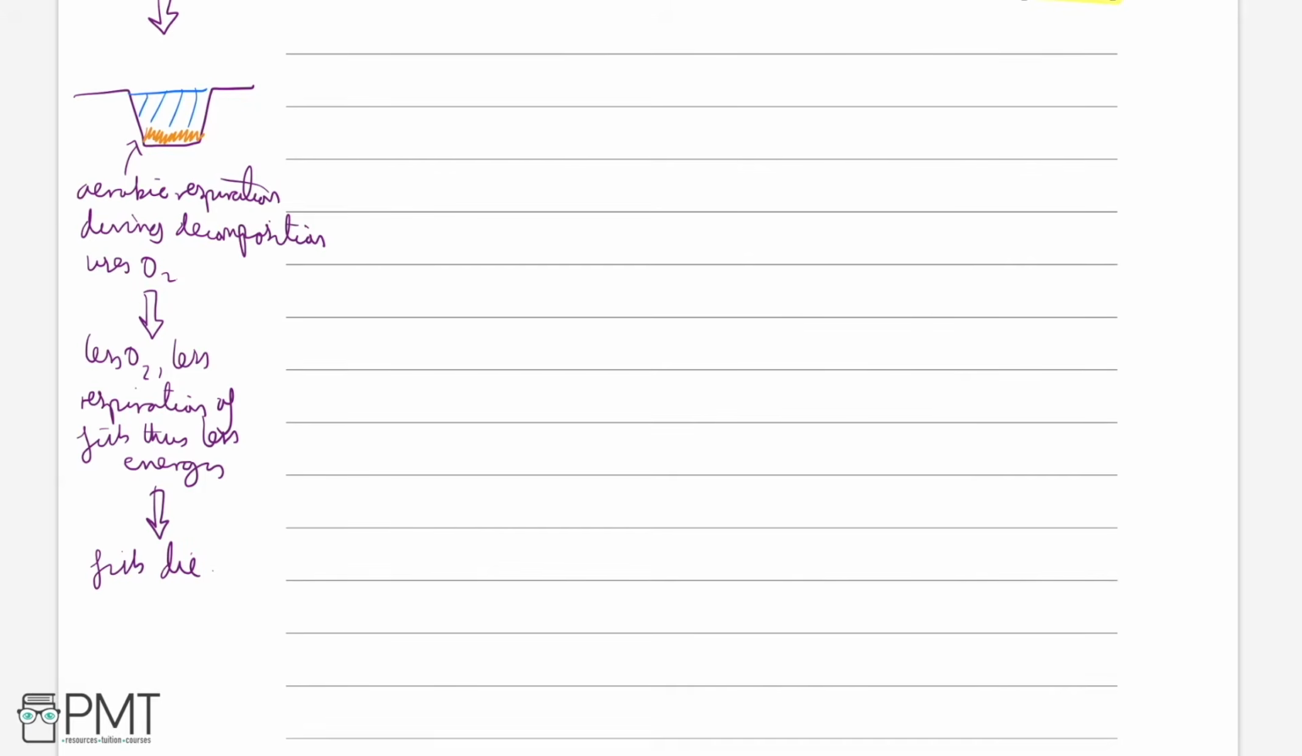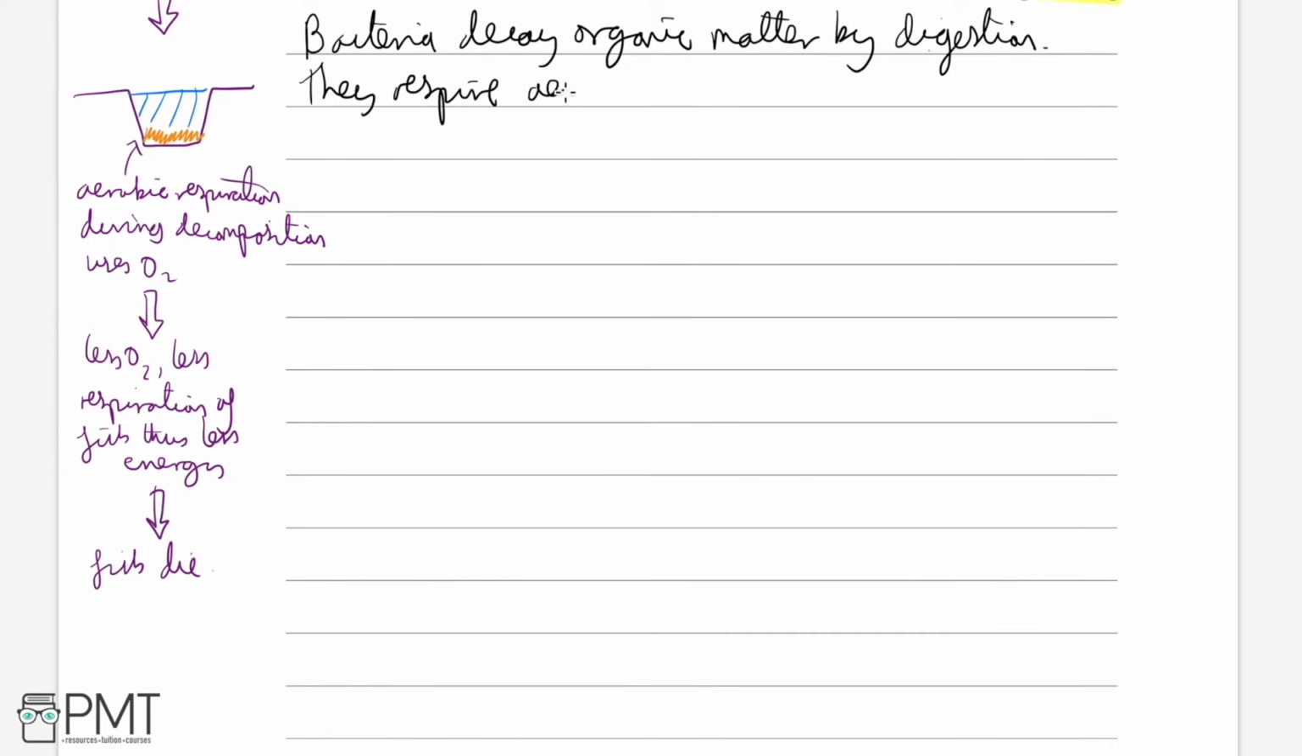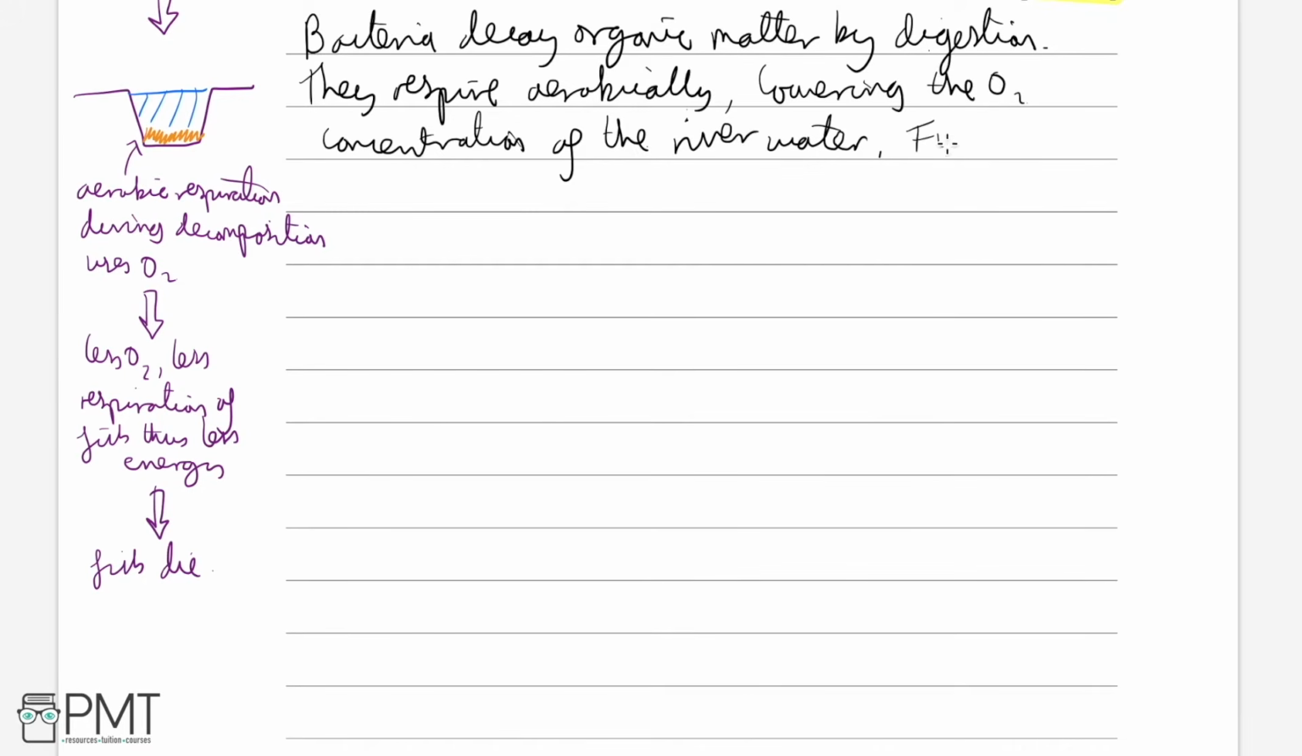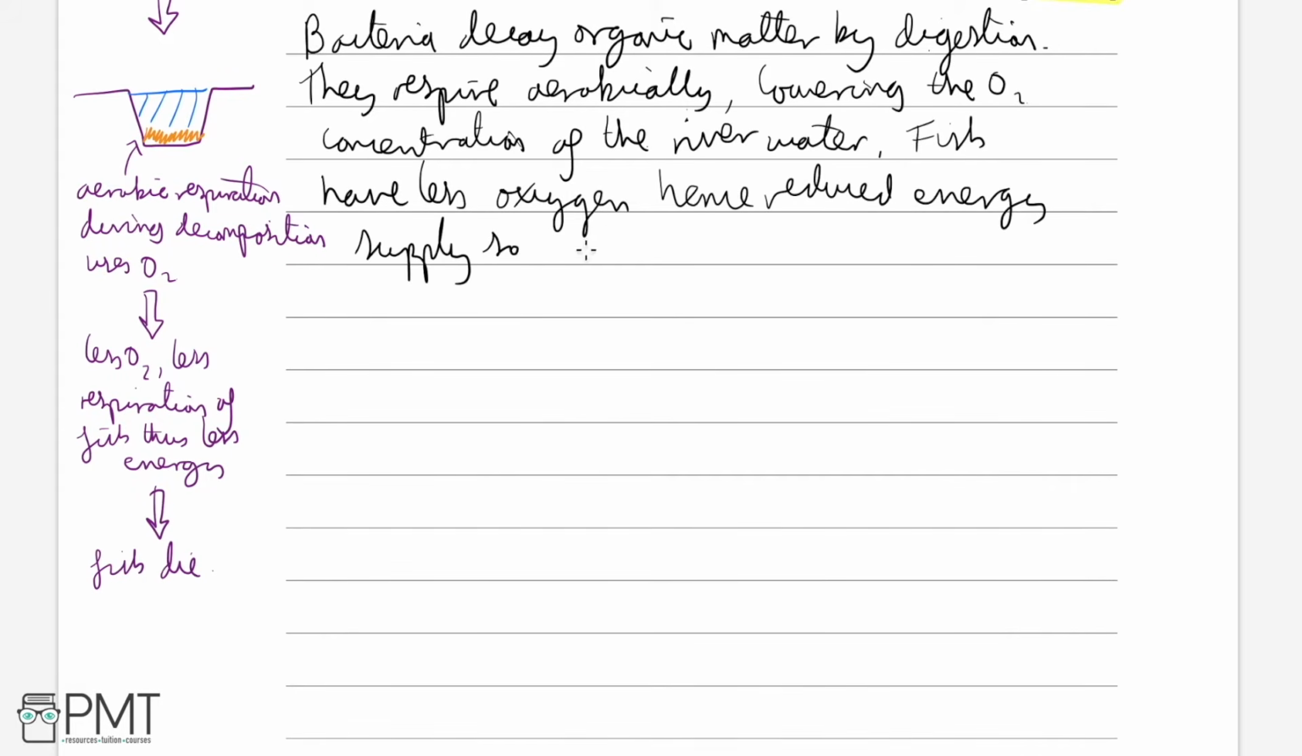Let's compose our answer. Bacteria decay organic matter by digestion. They respire aerobically, lowering the O2 concentration of the river water. Fish have less oxygen, hence reduced energy supply, so die. It's important to notice that although we have been given loads of space for this answer, 5 marks can be awarded from only a relatively short amount of prose. With biology, clear, concise points is the way to gain the most marks.